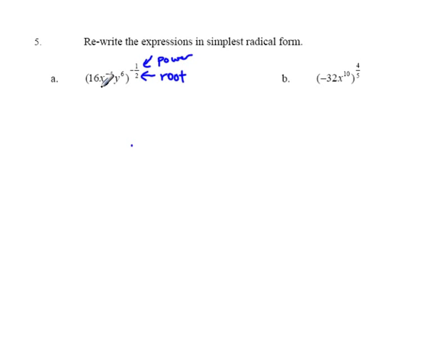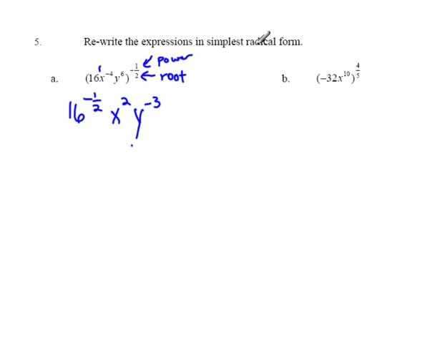So the first thing I want to do is get rid of the parentheses by raising a power to a power. So remember, this is 16 to the first power, so that's going to be 1 times negative 1/2 gives you negative 1/2. So that's 16 to the negative 1/2 power. X, negative 4 times negative 1/2 is positive 2. And y, 6 times negative 1/2 is negative 3.